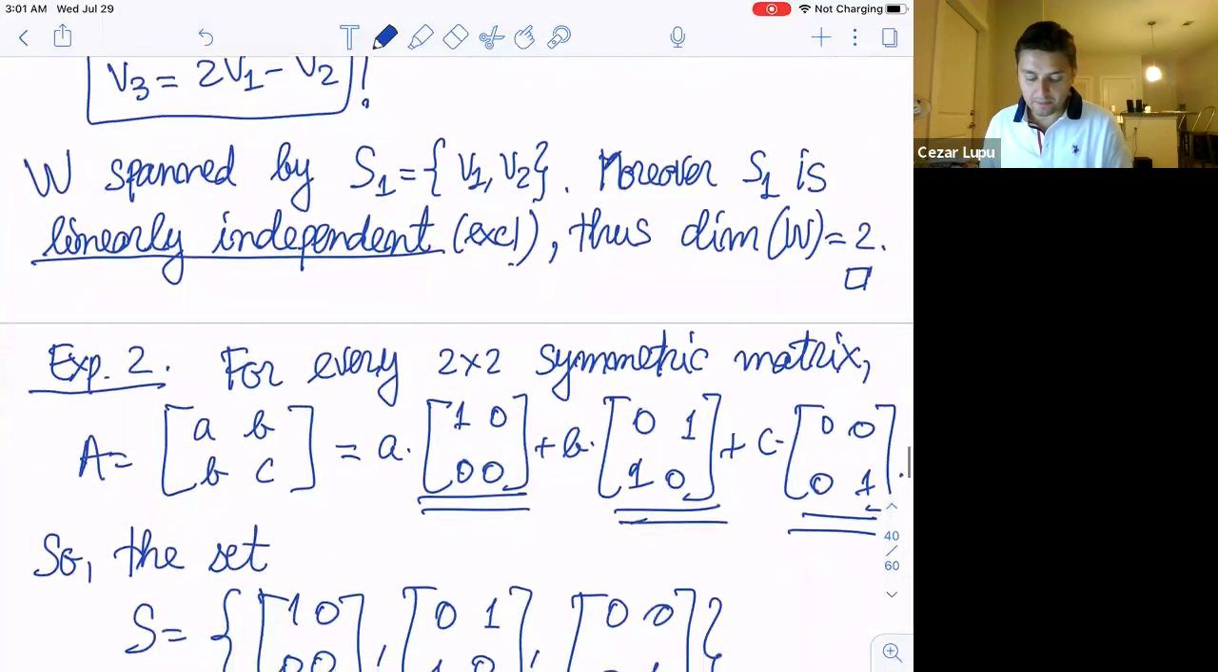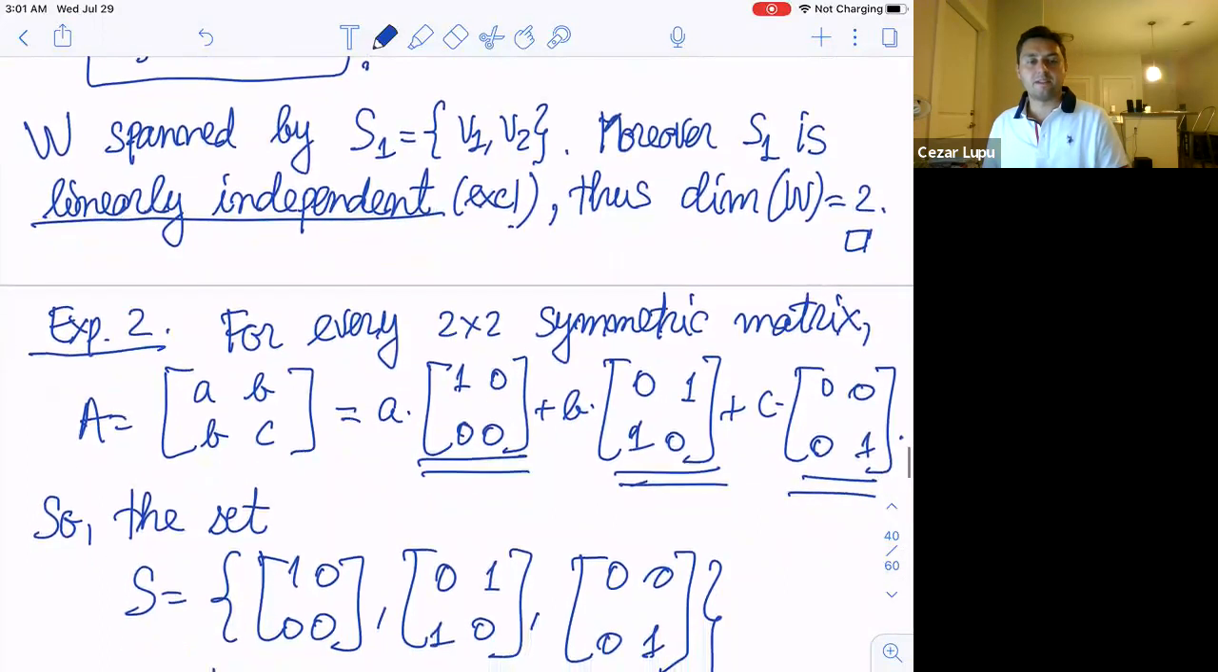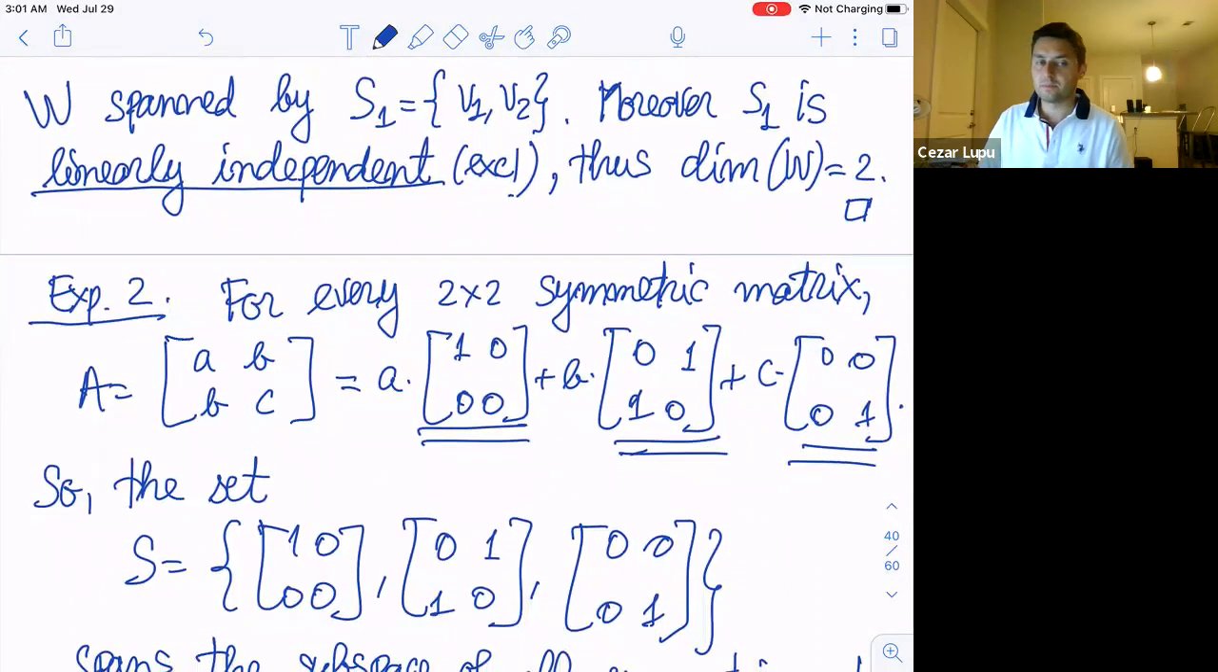Now let's see another example, and we have seen this previously. Now I'm going to consider the subset of all 2 by 2 symmetric matrices. As you can see here, we said previously that any matrix can be expressed as a linear combination of those 4 matrices, right? With the first one with the 1 on the top left, then the second one was top right, and so on, right?